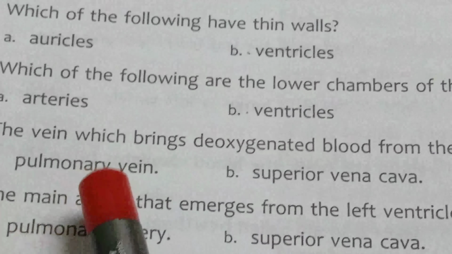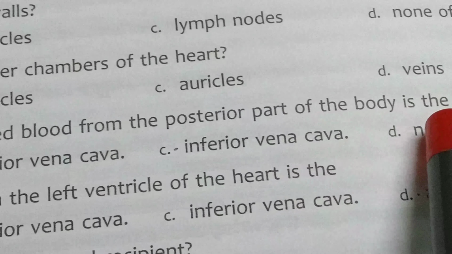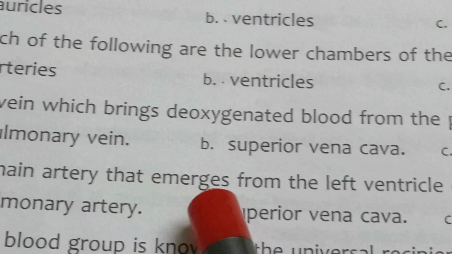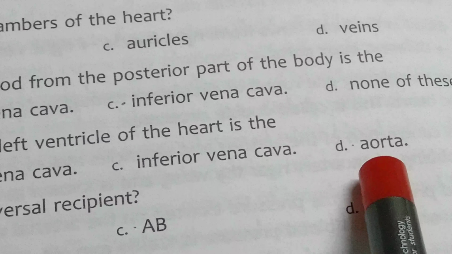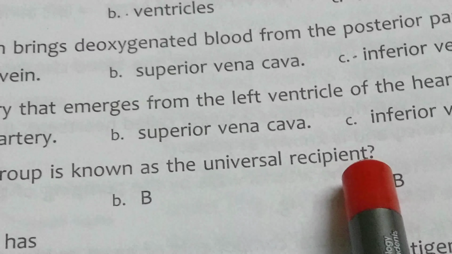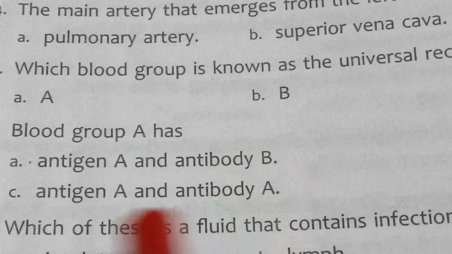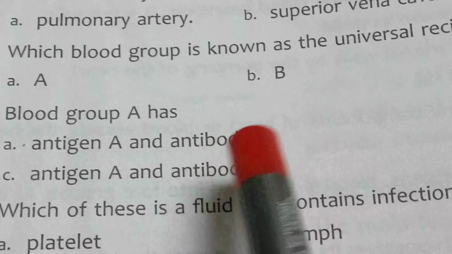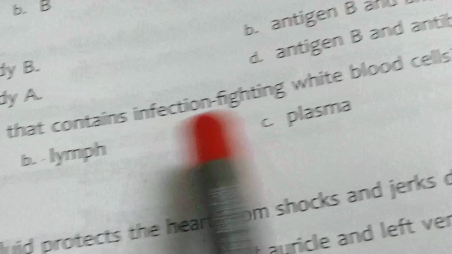Next, the vein which brings deoxygenated blood from the posterior part of the body is the inferior vena cava. The main artery that emerges from the left ventricle of the heart is the aorta. Which blood group is known as the universal recipient? That is AB blood group. Blood group A has antigen A and antibody B. Which of the following is a fluid that contains infection fighting white blood cells? Lymph.